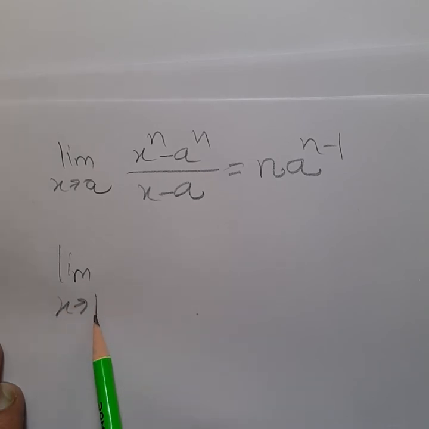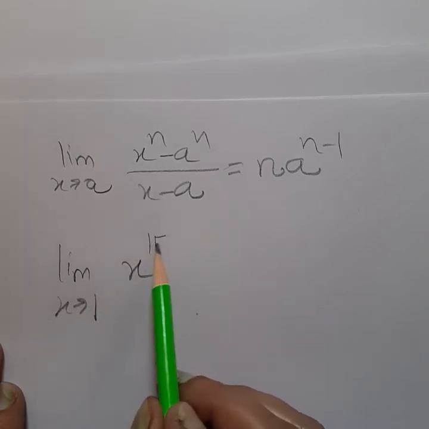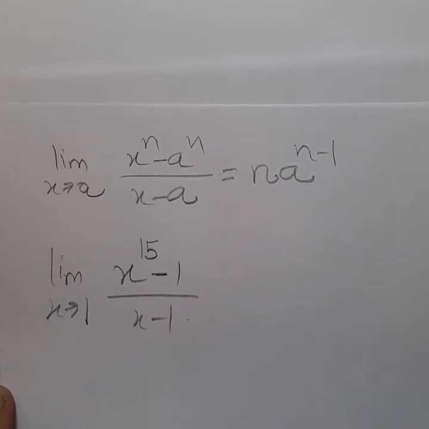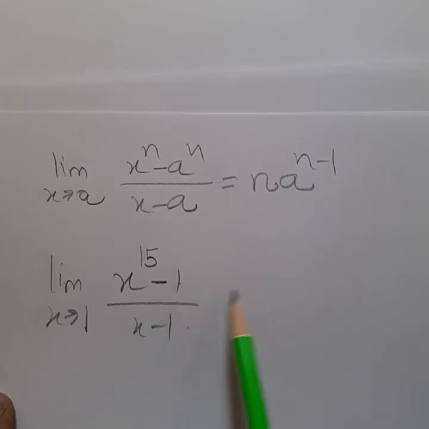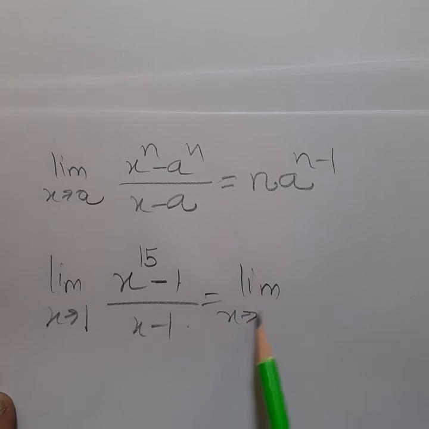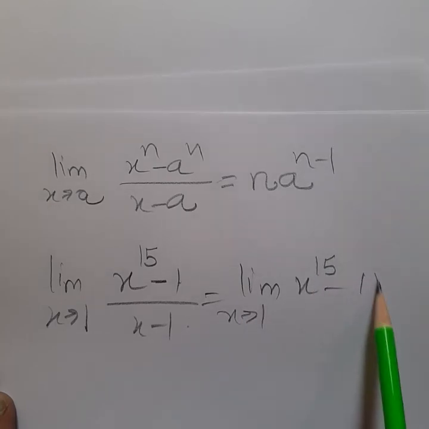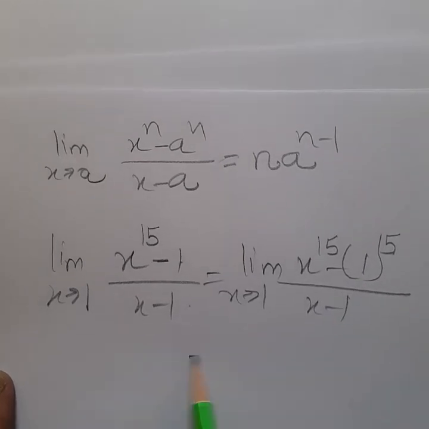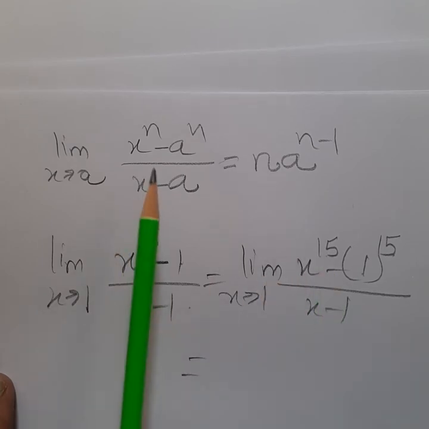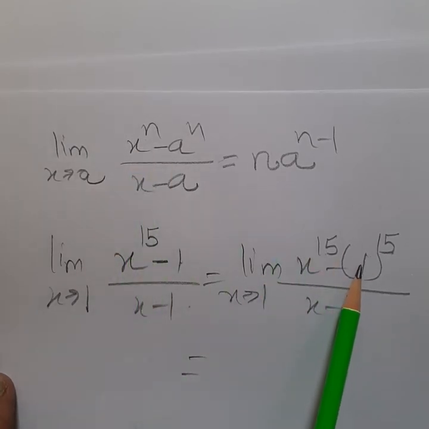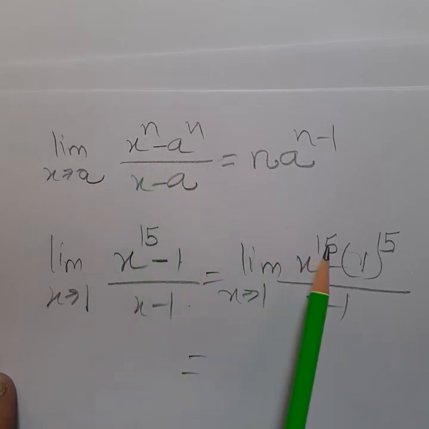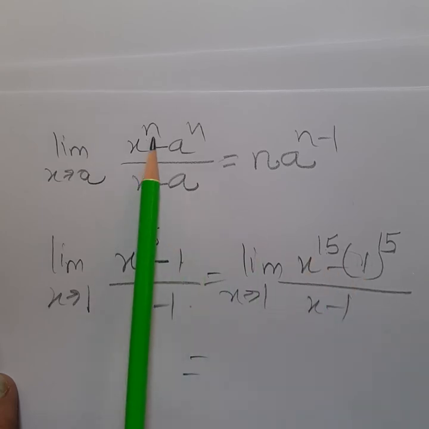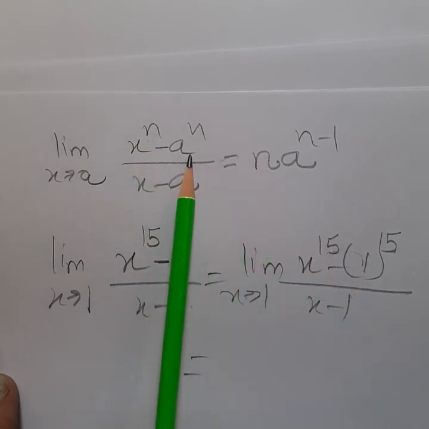For this we can see an example. Here we have the limit x tends to 1, and we have the function x to the power 15 minus 1 over x minus 1. Okay students, so you can write here 1 in this way, and you can write here the power of 1 is also 15, because when we multiply 1 up to 15 times, then we get the same number. And you can see here 15 is standing for n. If we compare the formula with our question, then we get the value of n is 15 and the value of a is 1.